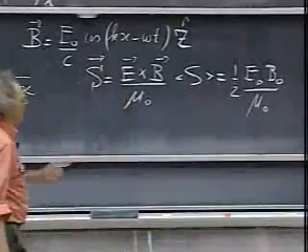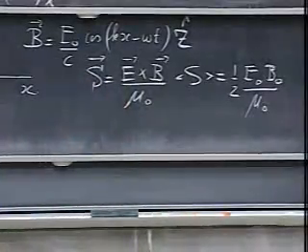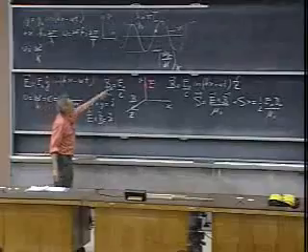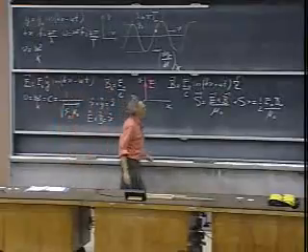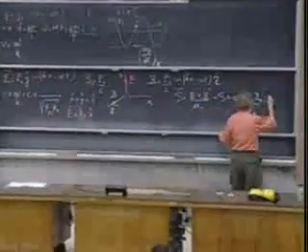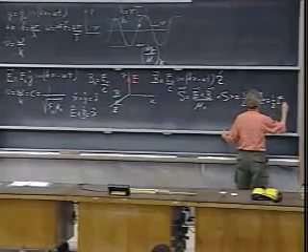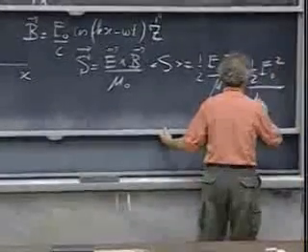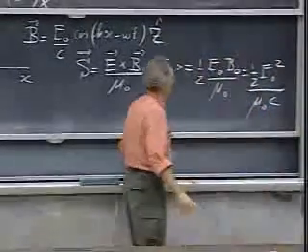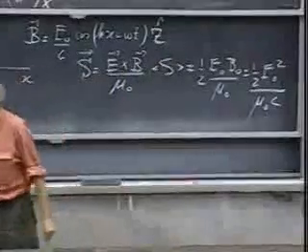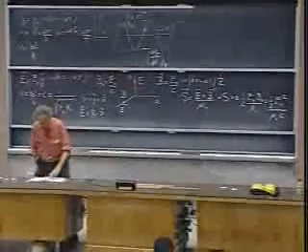And if now you want to get rid of your B0, because you want to get everything in terms of E0, you can replace B0 by E0 divided by c. And so this would also be fine: E0 squared divided by mu 0 c. And so now we have the time average value of the Poynting vector.